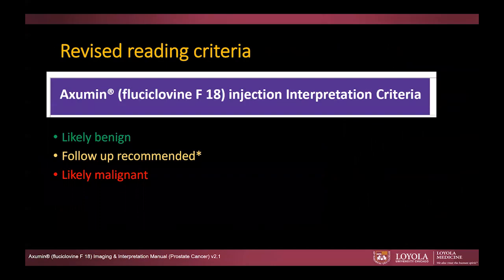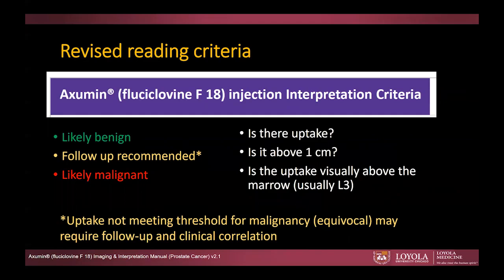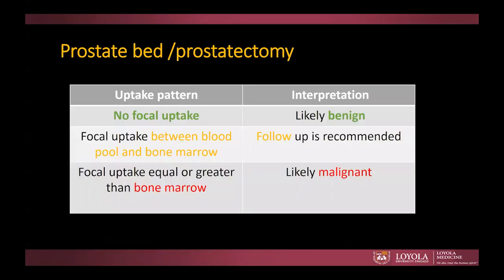So jumping into the reading criteria that you want to be familiar with, we are dividing into likely benign, equivocal, and likely malignant. The equivocal meaning that the uptake is not meeting the threshold of malignancy. You want to ask yourself three questions. Is there uptake? Is the lesion above 1 centimeter? Is the uptake visually equal or above the marrow?